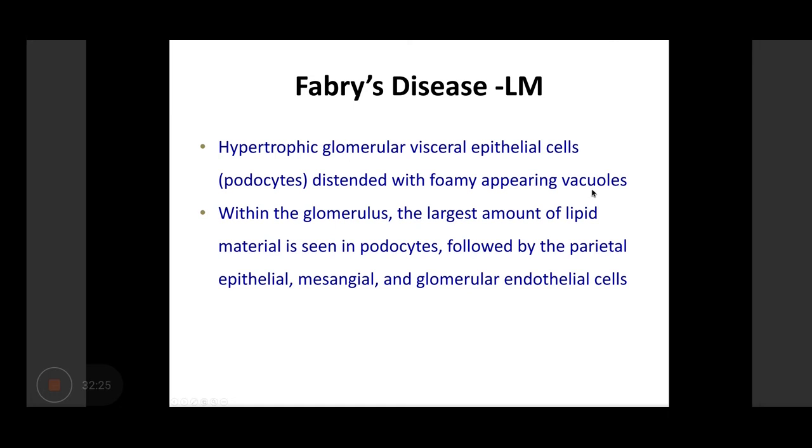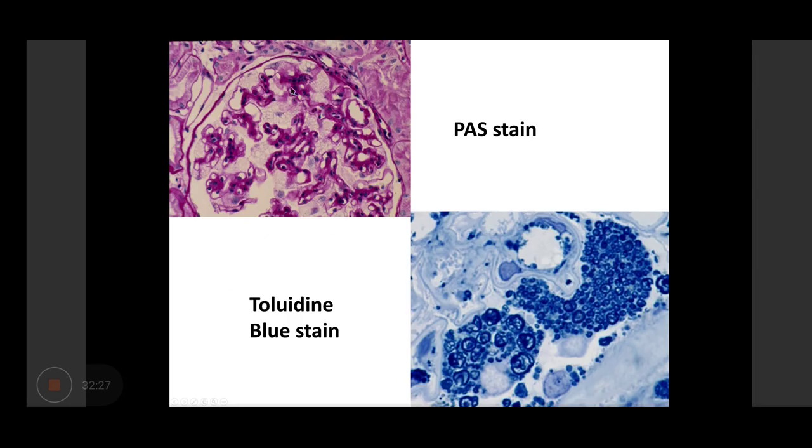So this is what they will look like on PAS stain. This is the glomerular Bowman's capsule. These are glomerular capillary loops, and outside of the glomerular basal membranes, you see these cells which have a foamy cytoplasm. Before we see the sections under the electron microscope, we cut semi-thin sections and stain them with toluidine blue stain. This is one example of a semi-thin section stained with toluidine blue. This is your glomerular capillary loop, and this is the podocyte, and you can see that this cytoplasm is packed with spherical structures which are dark blue in color.